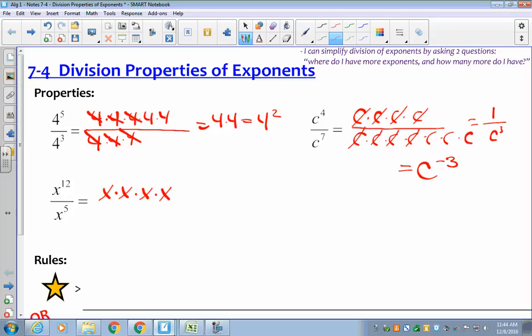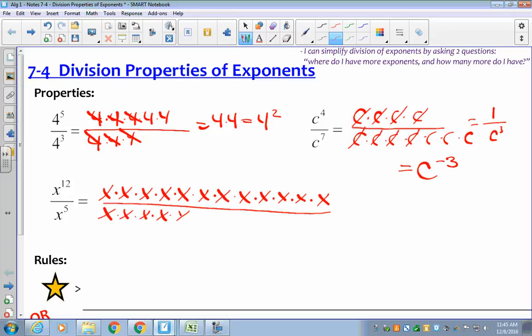We're going to go ahead and put down 12 x's. 1, 2, 3, 4, 5, 6, 7, 8, 9, 10, 11, 12. And we're going to put down 5 x's. Cancel out the ones that repeat. We run out after 5 of them. So we are left with 7 x's multiplied together. So take a moment, then let's think about what the rule is going to be when we divide the bases that are the same.